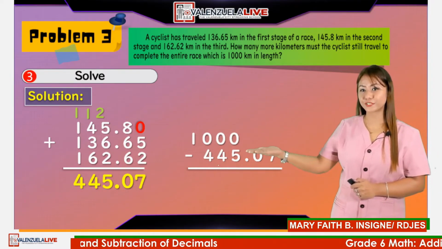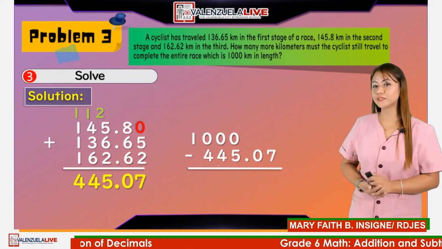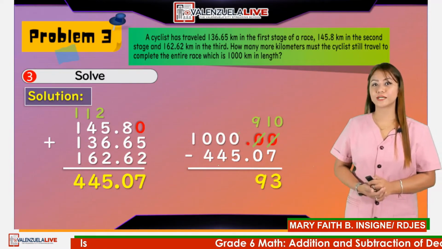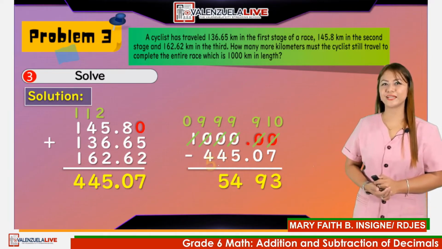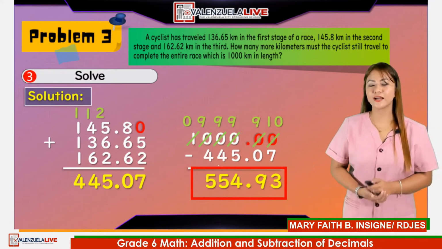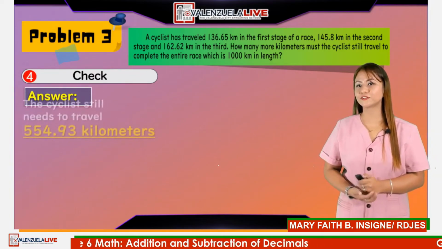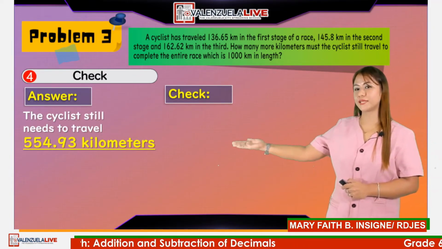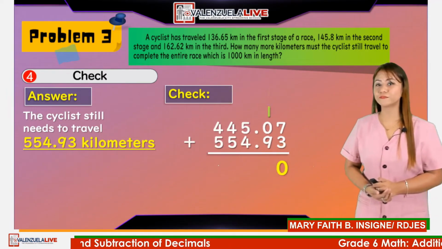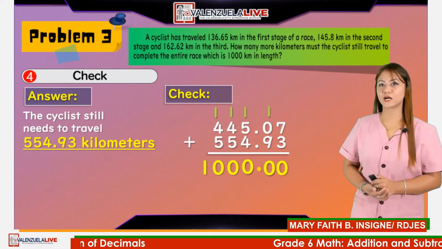As you observe, 1,000 is a whole number. The decimal point of a whole number is on its right side. Then follow the steps in subtracting decimals. And we will get 554 and 93 hundredths. Therefore, the cyclist still needs to travel 554 and 93 hundredths kilometers. In checking, if the sum of the subtrahend and the difference is the same as the minuend, our answer is correct.